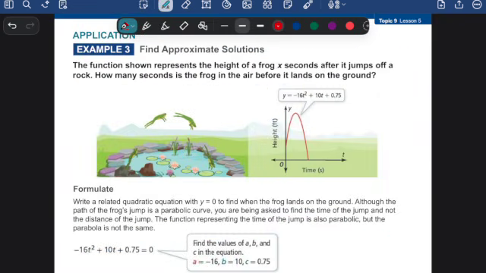Our application problem, finding approximate solutions. The function shown represents the height of a frog x seconds after it jumps off a rock. How many seconds is the frog in the air before it lands? So we're looking for that x-intercept, that solution. And we have our equation. We can identify A, B, and C. So A is negative 16, B is positive 10, and C is 0.75.